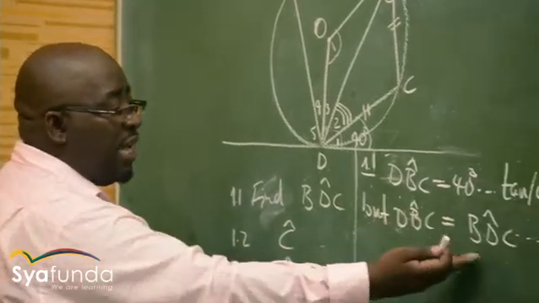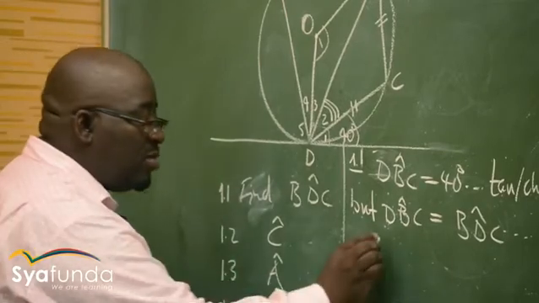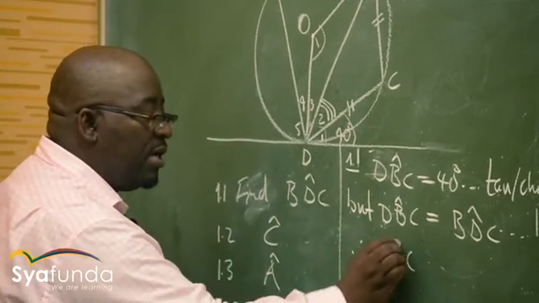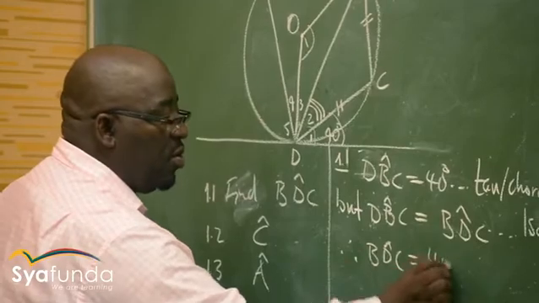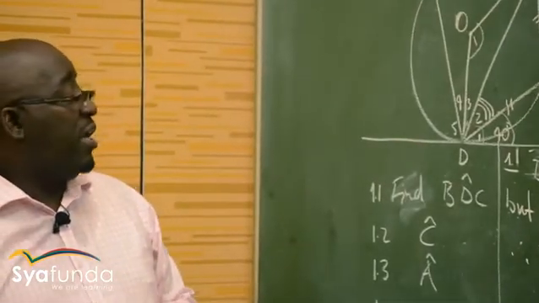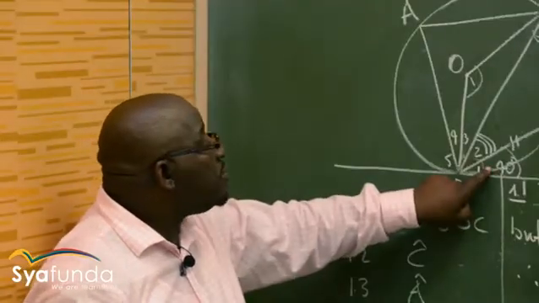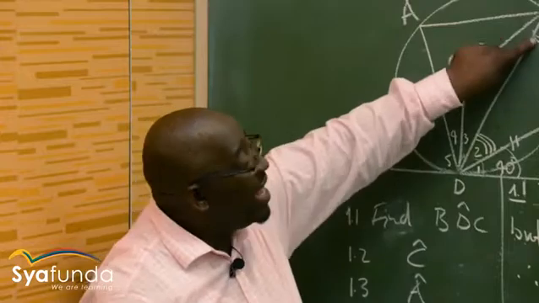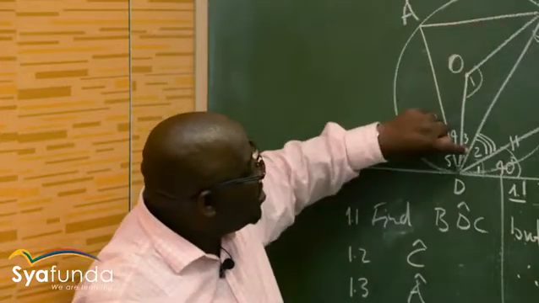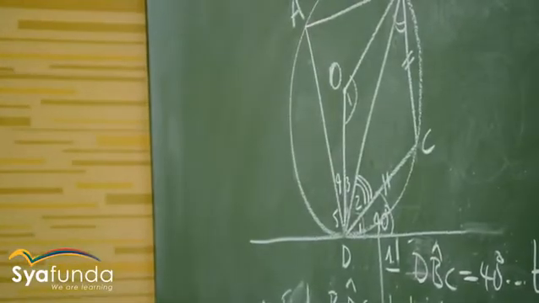Since these two are the same, therefore, angle what? BDC, the one that we're looking for, will also be equal to 40 degrees. This angle now, we can tell that it is equal to 40 degrees. Let's see how we started. This is what we were given. We know that this angle is equal to that angle, but this angle is equal to this one. So if this one is 40 degrees, this one will also be equal to 40 degrees.